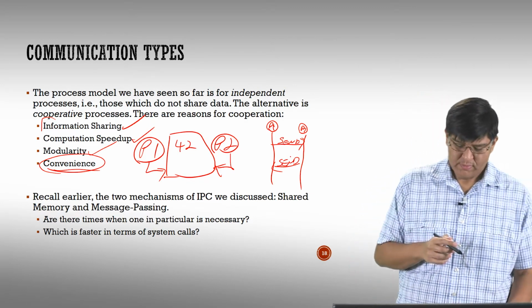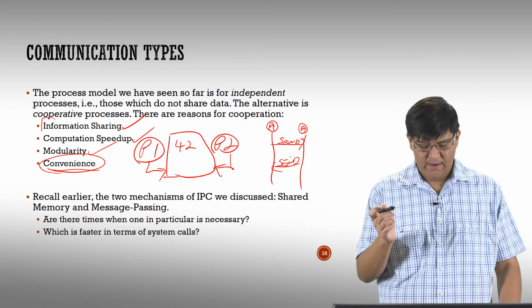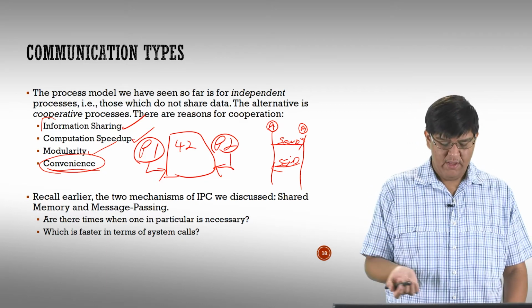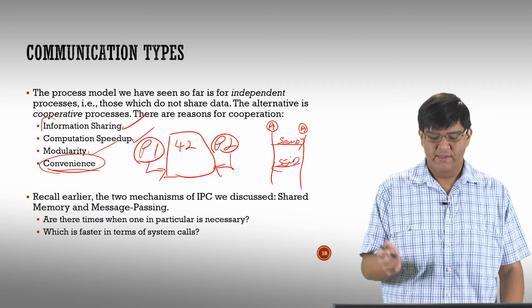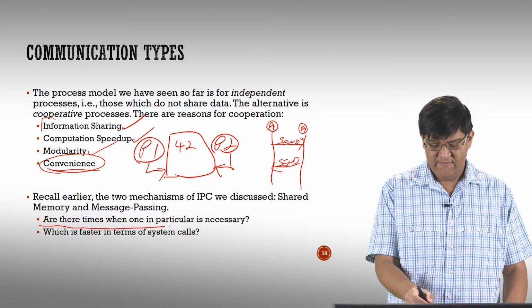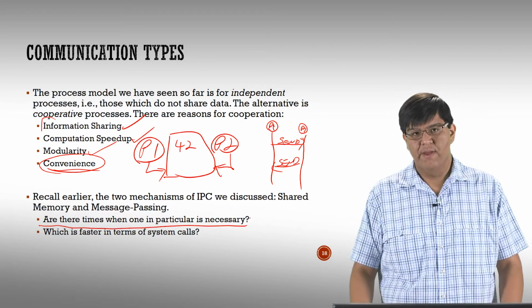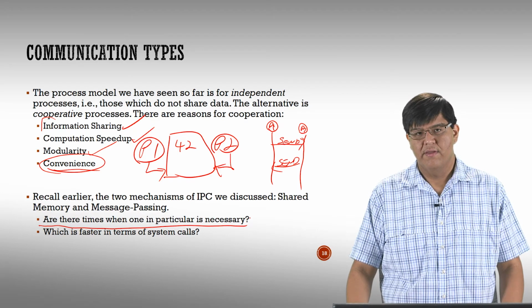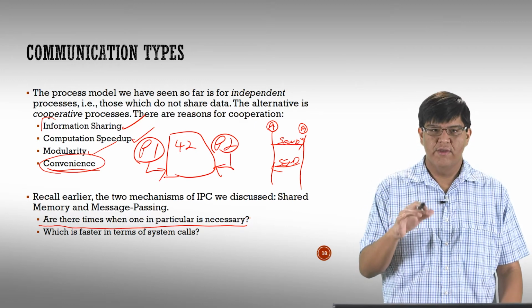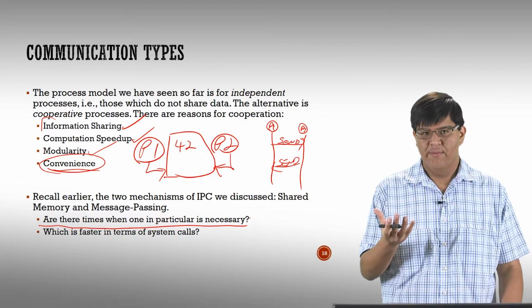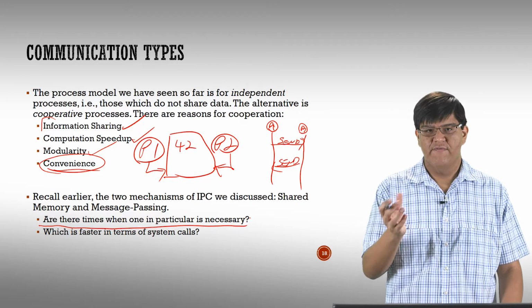So here are some questions we can think about. Let's read this from the slides. Are there times when one method in particular is necessary? Is there a time when I really need message passing over shared memory? Maybe, but it's a little bit odd. In general, if you can do one, you can do the other. Both are ways to communicate between different processes.